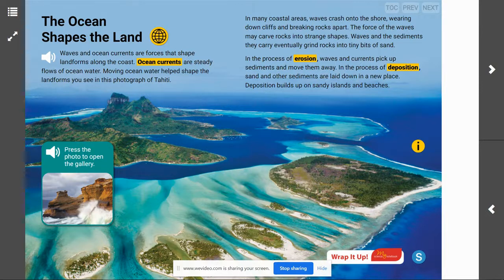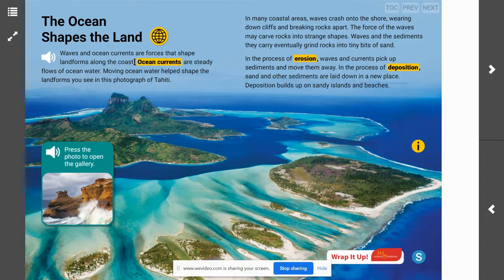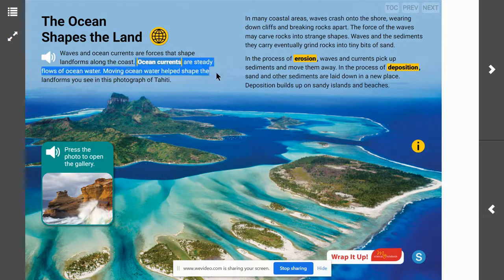As we jump into the reading, what I want you to think about is how we can identify ways that the ocean shapes the land. Waves and the ocean currents are forces that shape landforms along the coast. Ocean currents are steady flows of ocean water. Moving ocean water helped shape the landform you see in this photograph of Tahiti.